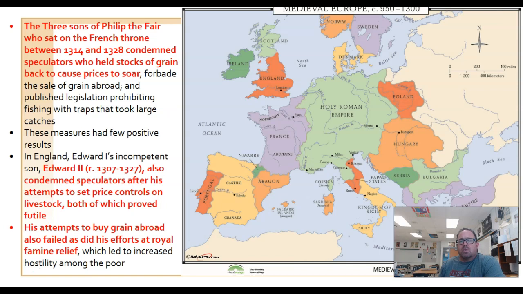All right. So the last thing I want to talk about is government's response to the Great Famine. And we're just going to know that the government's response was not very effective. Okay, so here's a map of Europe, 950 to 1300. This is a good, nice little map to show for the beginning of this course. You might not be familiar with all the territories, but you will throughout the course of this year.